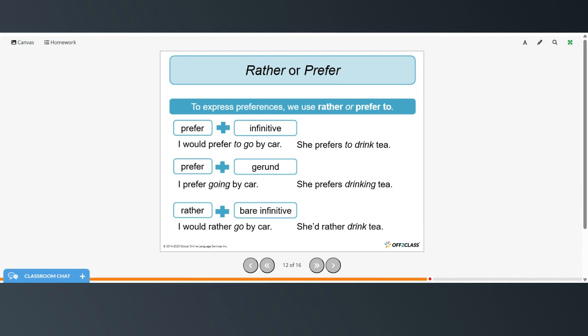To express preferences, we use rather or prefer to. So we would use prefer plus an infinitive. I would prefer to go by car, or she prefers to drink tea. We can also use prefer plus a gerund. I prefer going by car. She prefers drinking tea. And we use rather plus the bare infinitive, which is the infinitive without the word to. I would rather go by car. She'd rather drink tea.